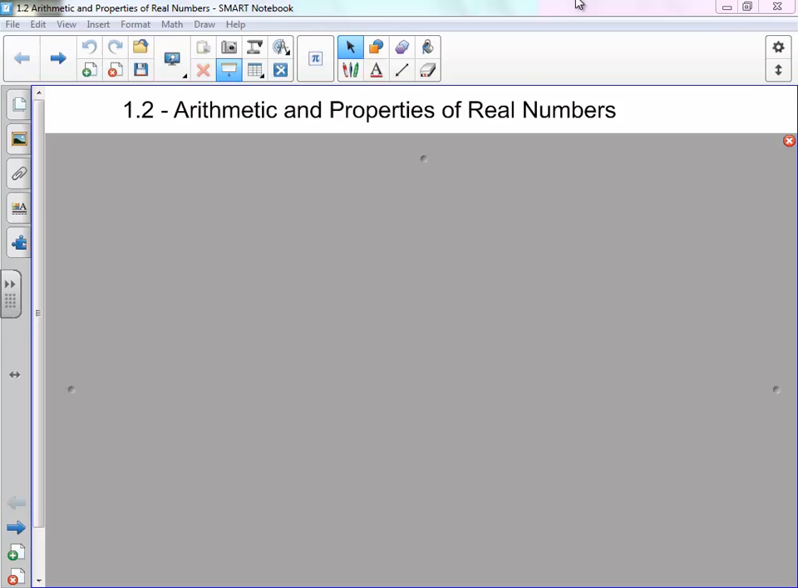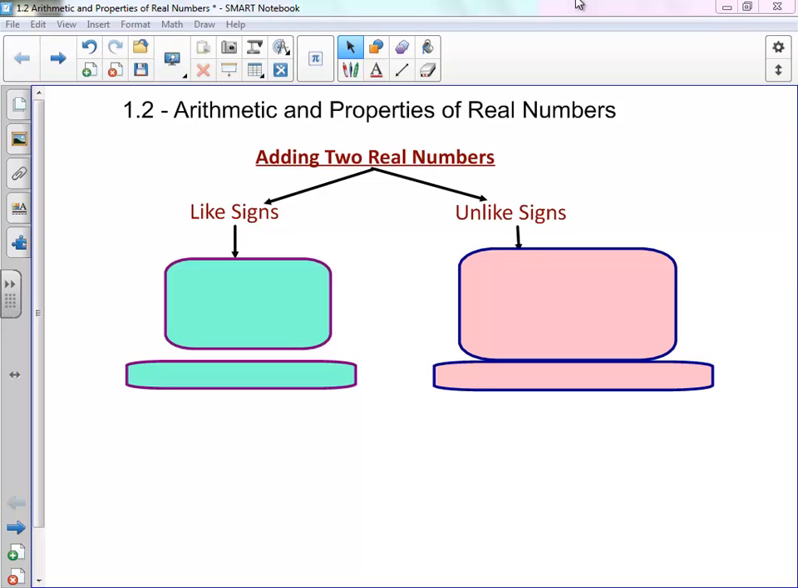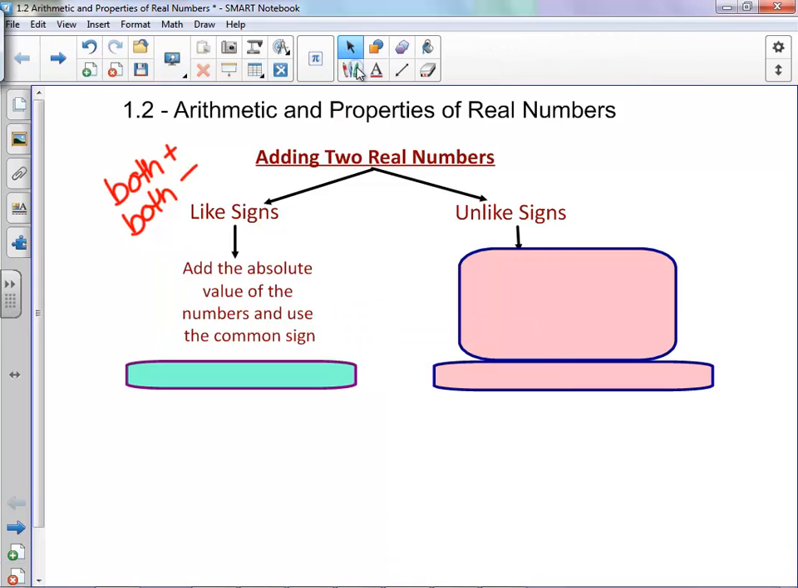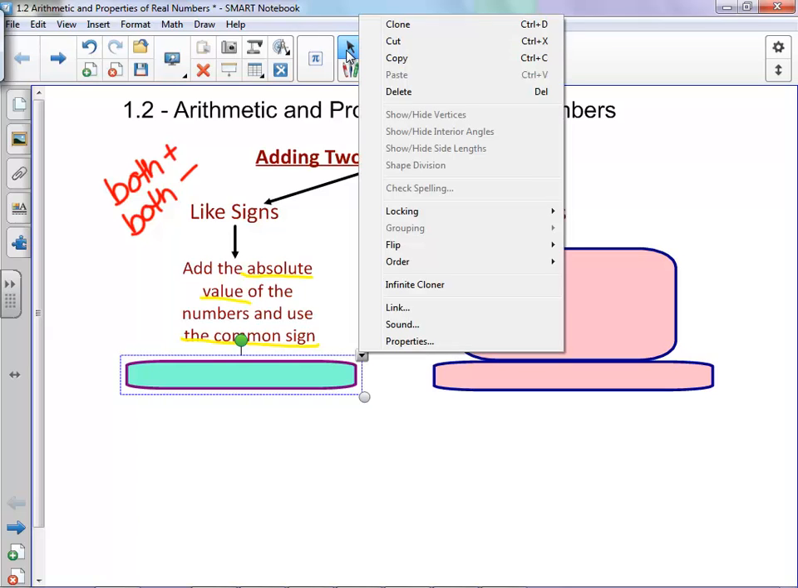So today is arithmetic and properties of real numbers. We're going to start by talking about what happens when we add two real numbers. First off, what happens when we have like signs. And what this means is they're either both positive or they're both negative. And so what we need to do is add the absolute value of the numbers and then use the common sign. So if they're both negative, we'll use a negative. If they're both positive, we'll use a positive.